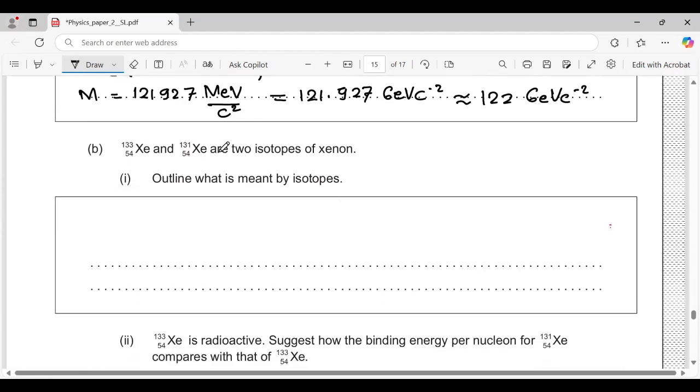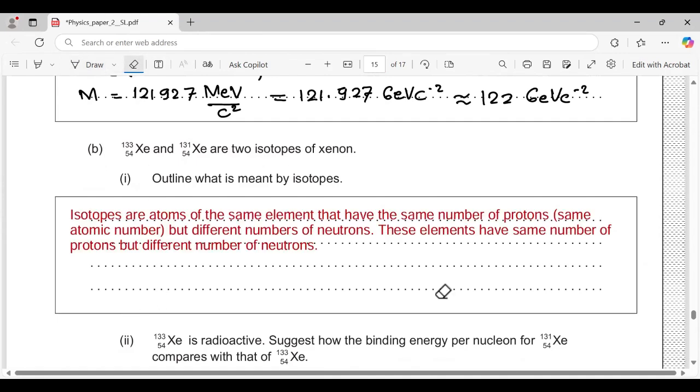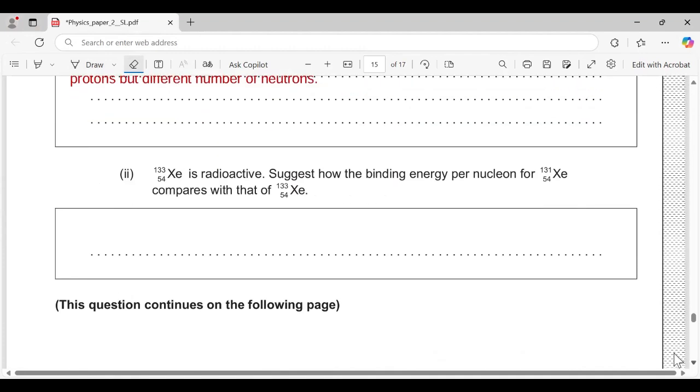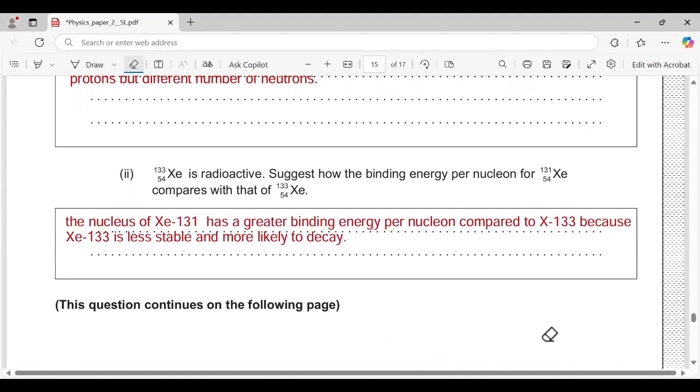Xenon 133 and xenon 131 are two isotopes of xenon. Outline what is meant by isotopes. I have provided my answer to this one. Xenon 133 is radioactive, suggest how the binding energy per nucleon for xenon 131 compares with that of xenon 133. This is my answer.